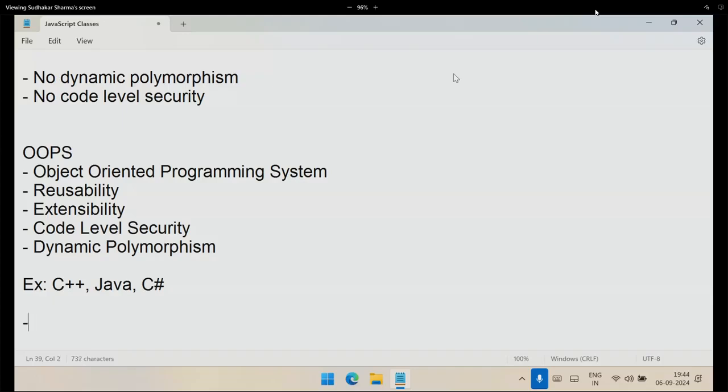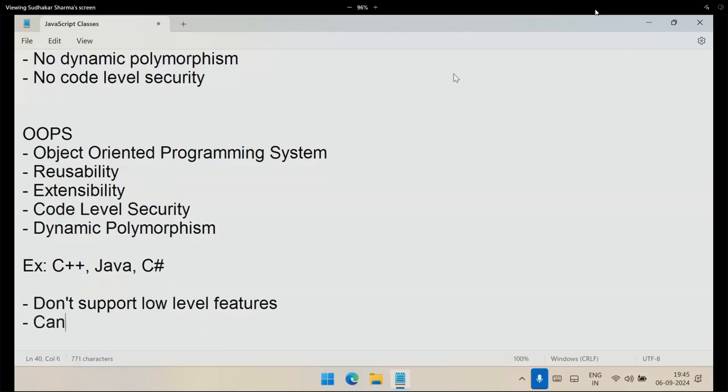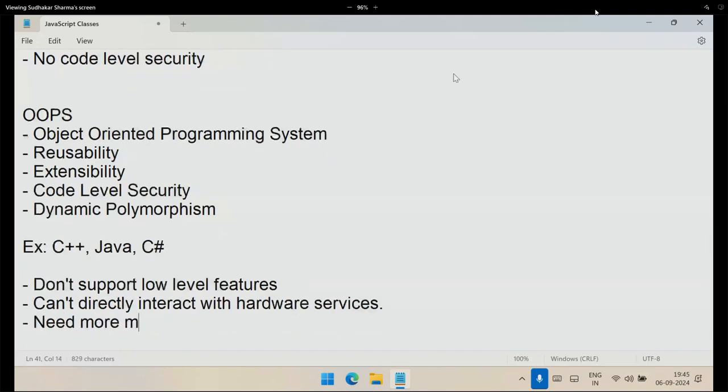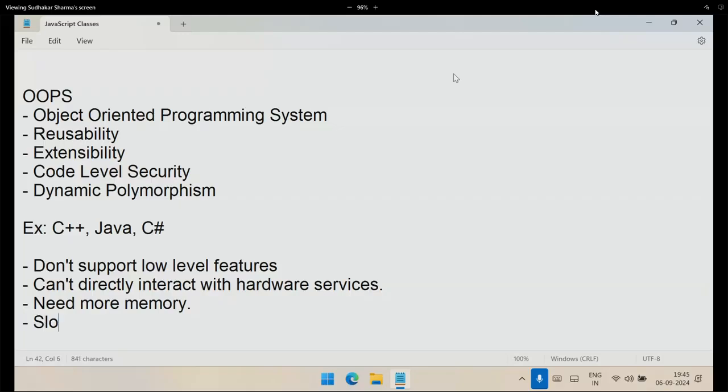What is the problem with OOP? So many problems are there. OOP languages are not great every time. The major problem with object-oriented programming is that they do not support low-level features. They cannot directly interact with hardware services. They need more memory. They are slow in interactions. These are all the problems with OOP.